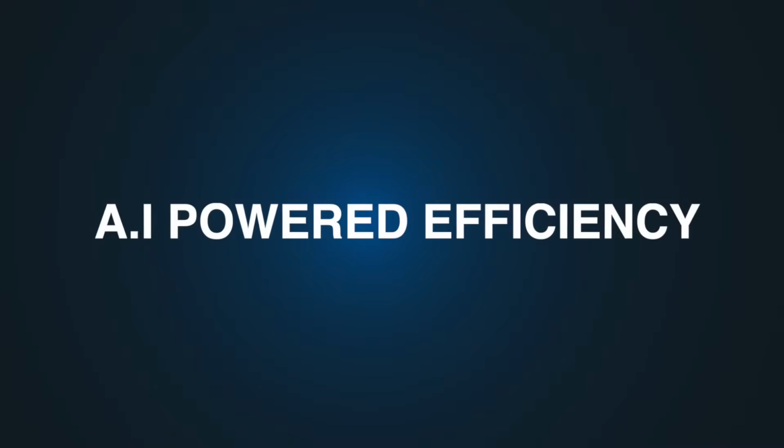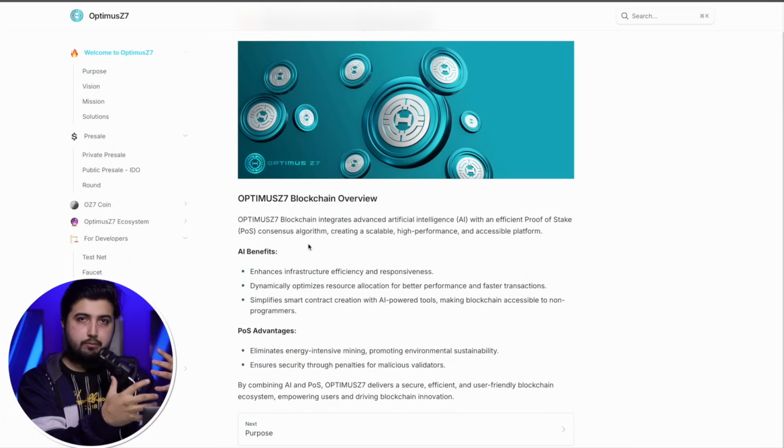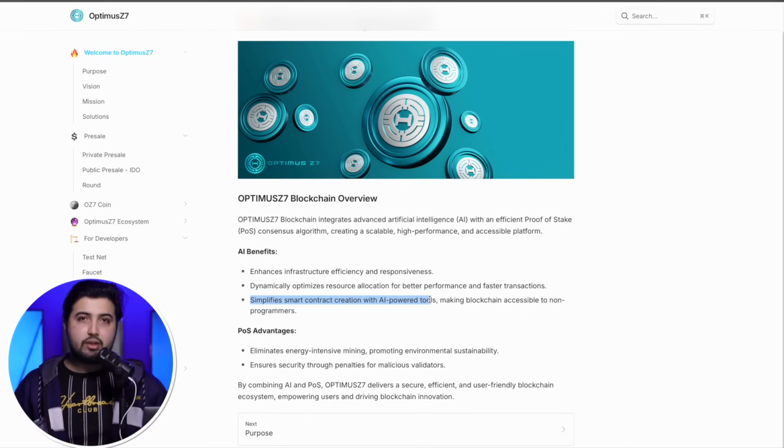And here are things that make OptimusZ7 unique. First of all, let's talk about some of the standout features, and then we're going to move forward toward the tools and products. First of all, we have AI-powered efficiency. Their AI tools dynamically optimize resources, which makes the blockchain faster and more efficient. They even have AI-powered tools that simplify smart contract creation for non-programmers. So even if you're not a tech expert, you can still participate in this ecosystem. That's what being accessible means.